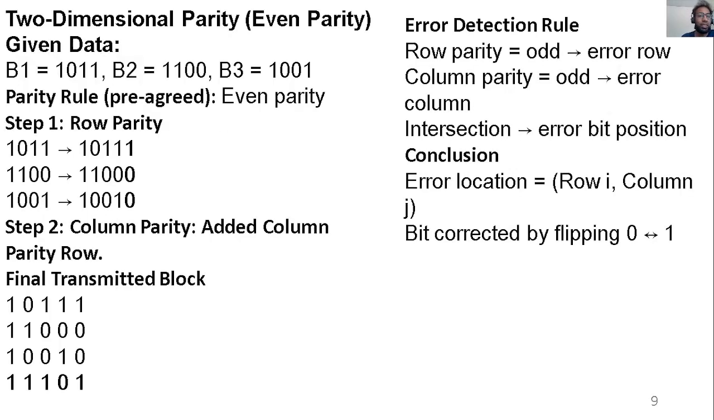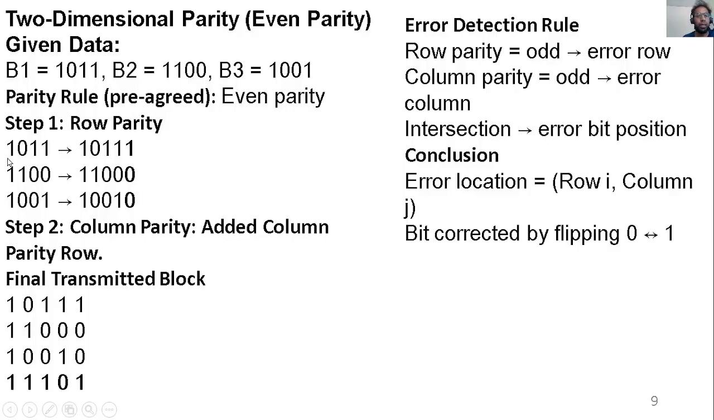Okay, now just imagine these are the 3 bytes that we have to transmit. They are not bytes, they are basically 4-bit data. So B1 is 1011, B2 is 1100, B3 is 1001. Now the parity rule agreed for the communication, let's suppose, is even parity for this example.